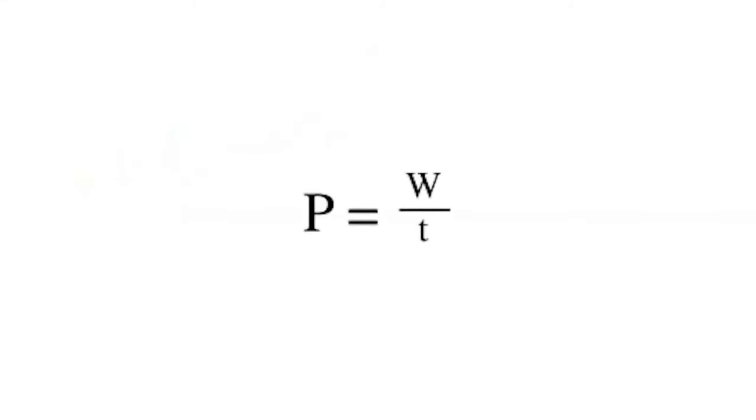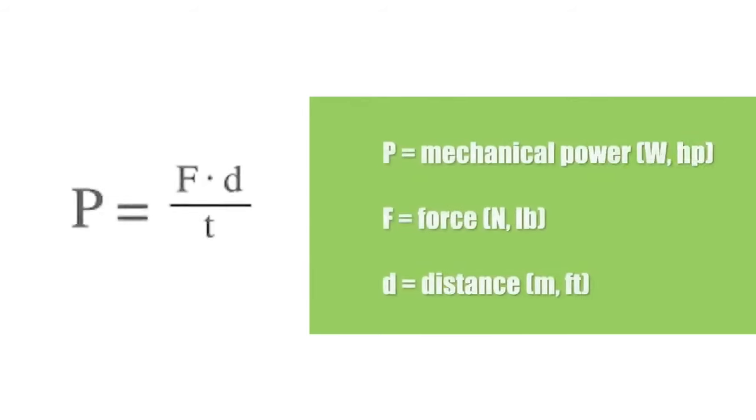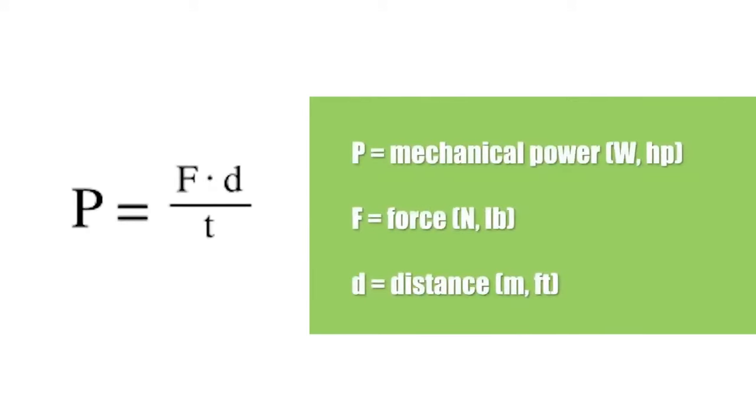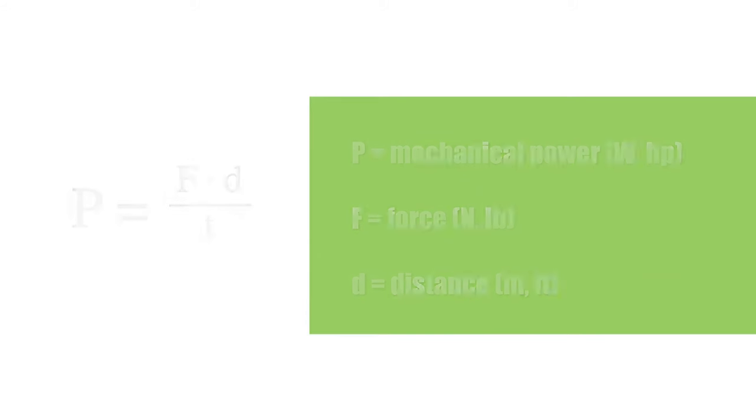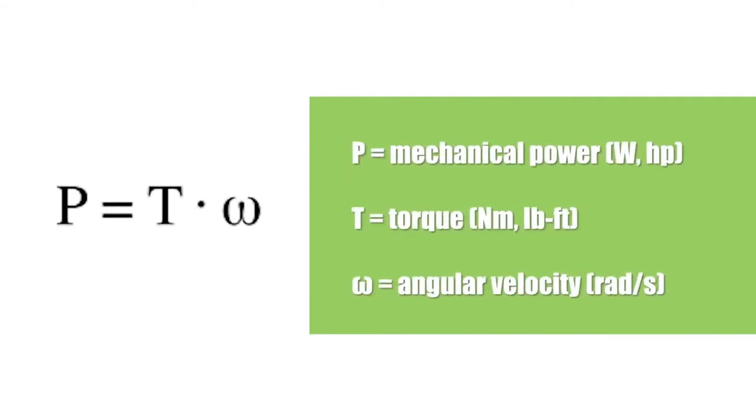Power is the amount of work done over time. It's expressed in units of watts, where 1 watt equals 1 joule per second, or in units of horsepower. Using the definition of work we saw earlier, power can also be written in terms of force, distance, and time. And since distance divided by time, d over t, is velocity, we can express power in terms of force and velocity. But electric motors produce torque rather than force, and they rotate with an angular velocity rather than linear velocity.